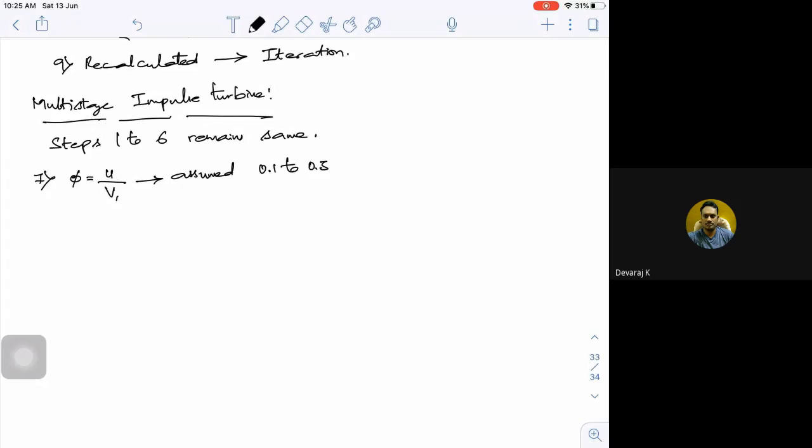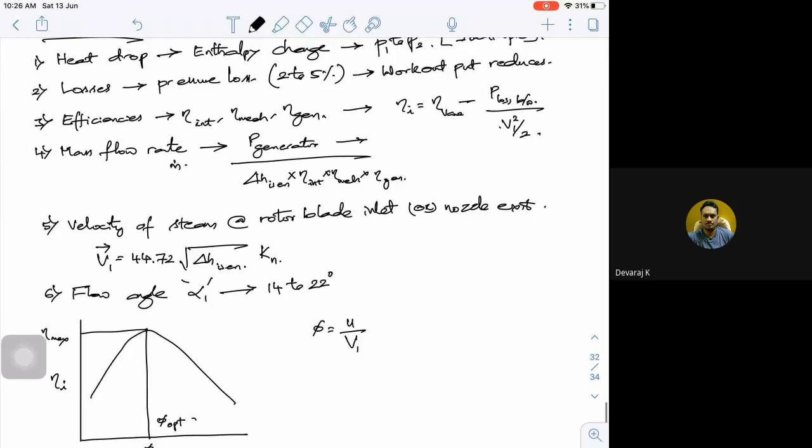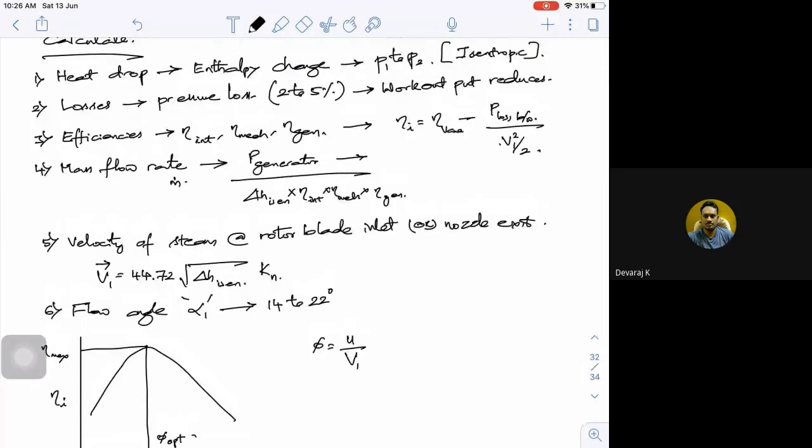Then from this, you'll be getting what is called your blade efficiency. Already we know this. Even the blade efficiency remains the same. So blade efficiency is given by (VW1 plus VW2) into U divided by V1 square by 2. This is for a single stage. This is the blade efficiency or diagram efficiency that I have.